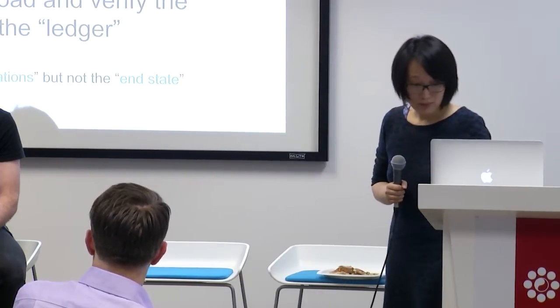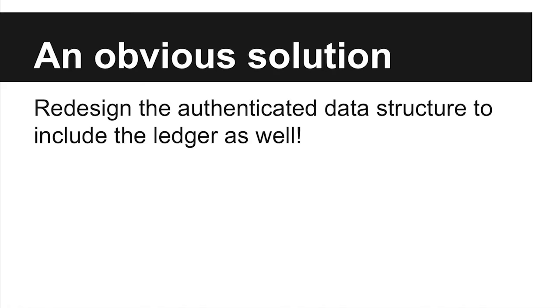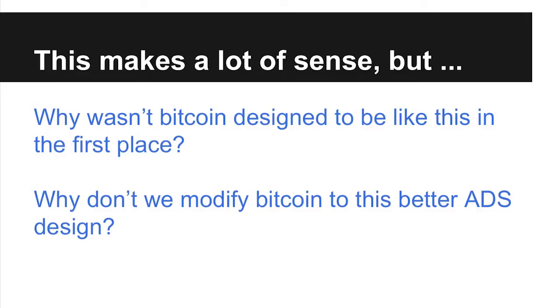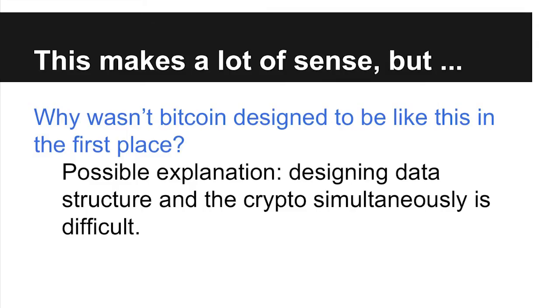There's an obvious solution to this problem, of course, in the sense that we can redesign the blockchain to embed the ledger in itself as well, which means you also have to create an authenticated data structure for the ledger. So why is this not done? And now we realize this is better. Why don't we incorporate it into Bitcoin? There are some possible answers to these questions.